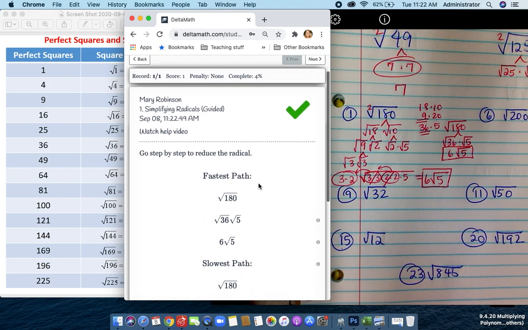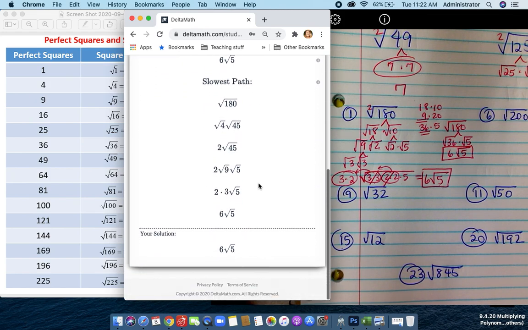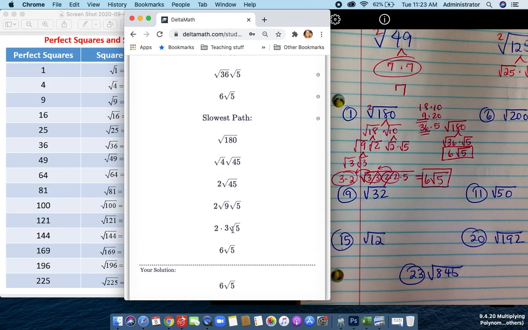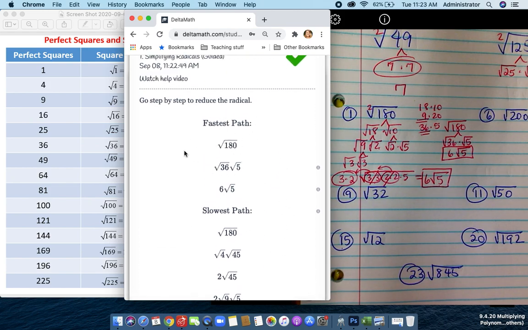If you look here in your examples for your answers, it's going to also show you a slower path. So another option instead of 18 times 10 might have been 4 times 45, where the 45 then breaks down into 9 and 5. But then the square root of 9 is 3. So you can see it's a very similar path to what I did, just starting with a different set of factors. Notice the length of work here is much longer than here when we are able to find a perfect square factor. Okay?